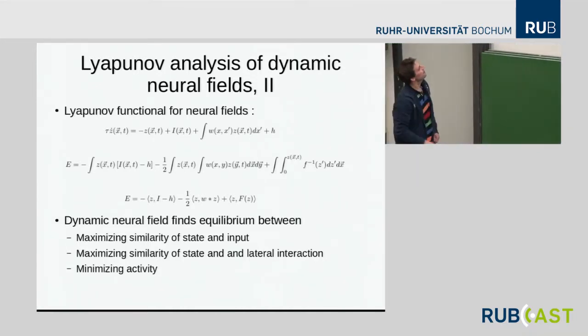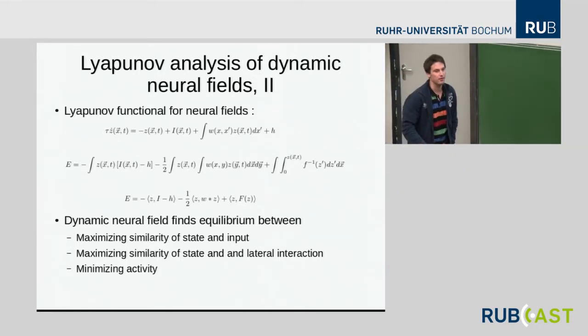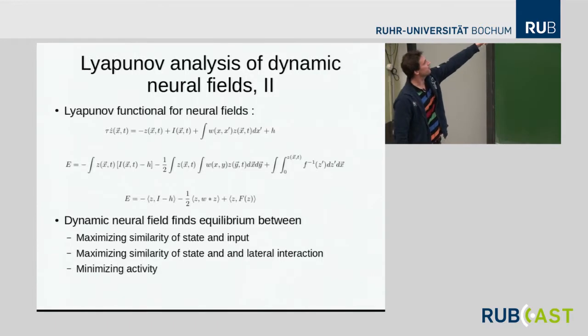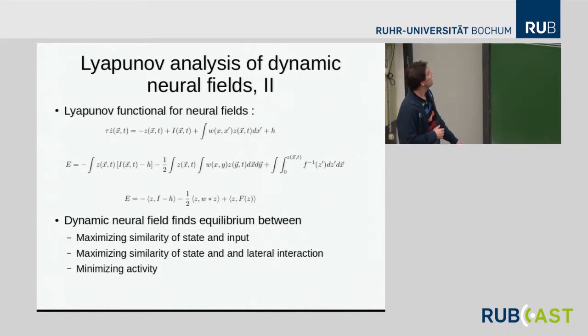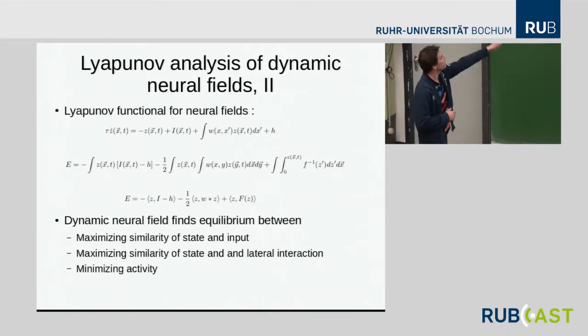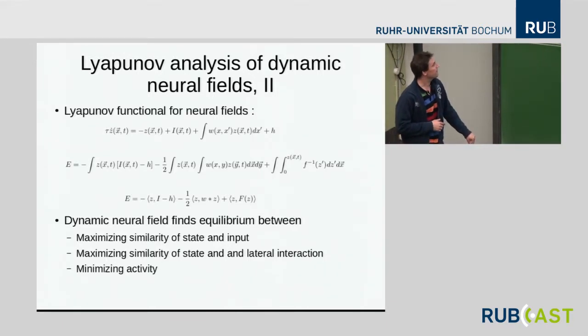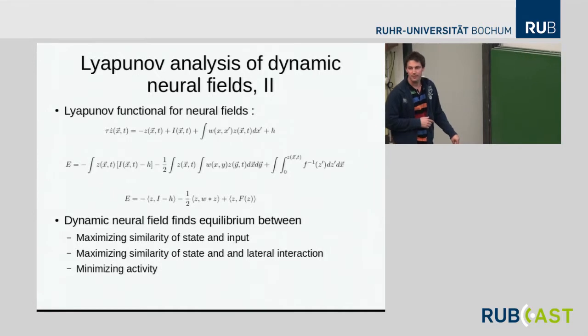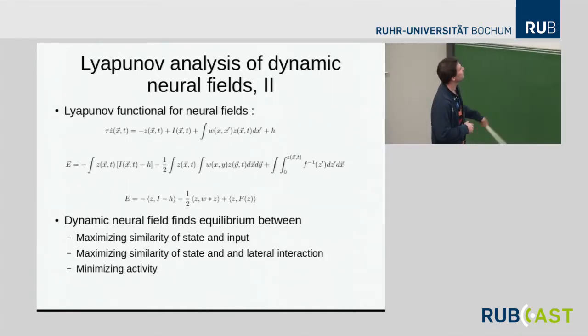On the top line, you see the basic differential equation of the dynamic neural field model, which I just put there to explain my notation. You have the standard terms: the state z, the input I, and the lateral interaction term, which is the integral over the lateral connection weights w. I guess you know that pretty well by now. Then the energy functional for the dynamic neural field model is given on the middle line, which looks very complex. Actually, we can rewrite this a little bit, which is what you see in the last line.